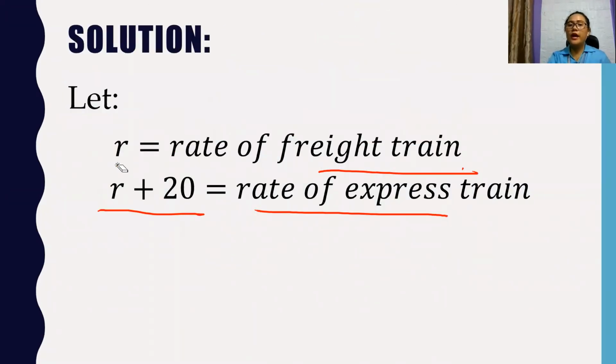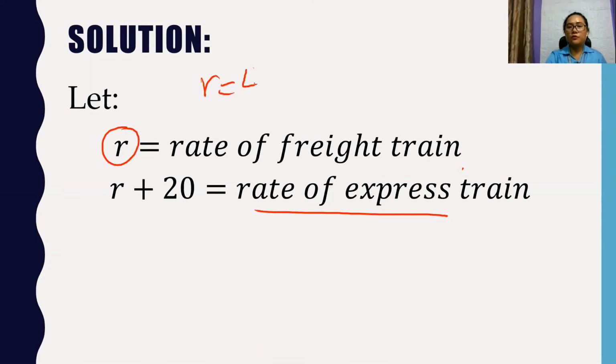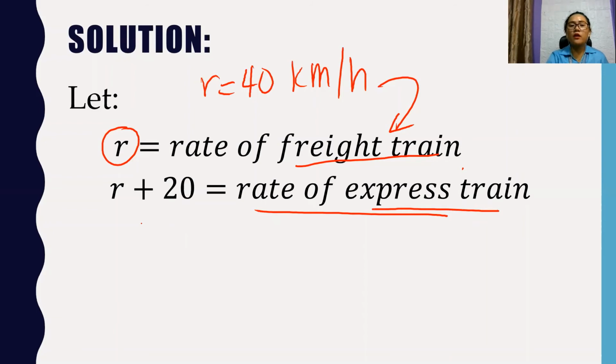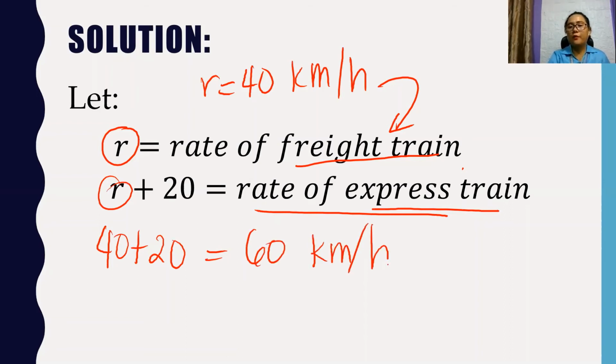We're looking for the rate. Therefore, substitute natin for R. R is equal to 40 kilometers per hour. That would represent the rate of the freight train. And for the rate naman for the express train, we are going to substitute R with 40 plus 20, which is equal to 60 kilometers per hour for the express train na rate.